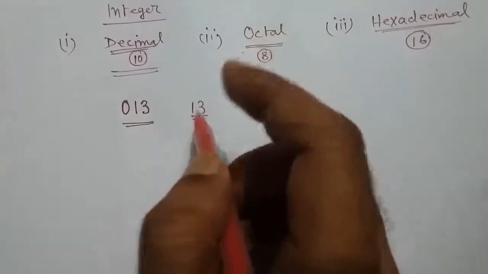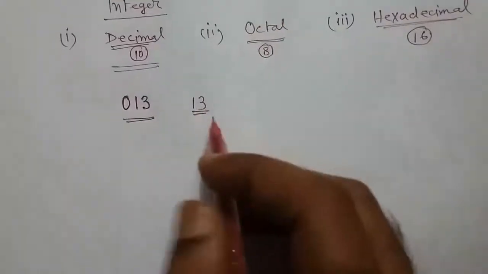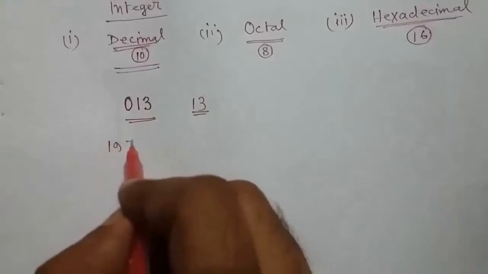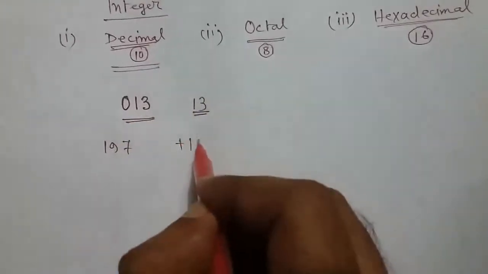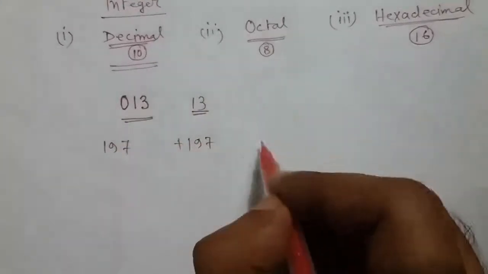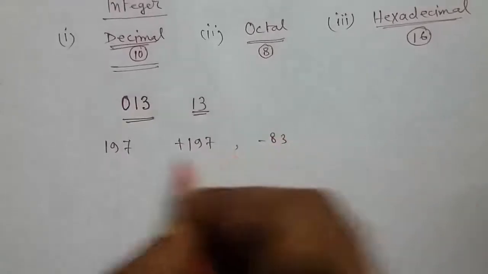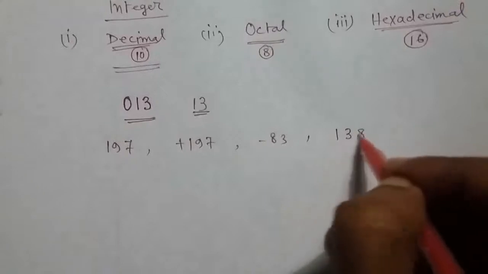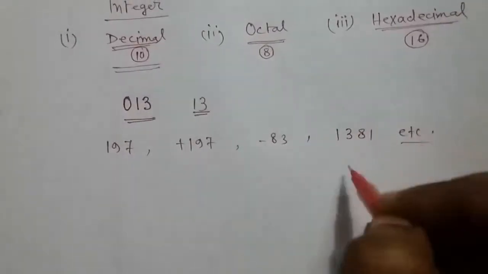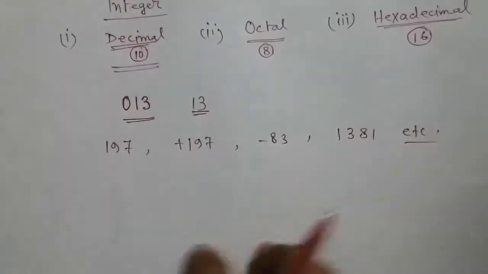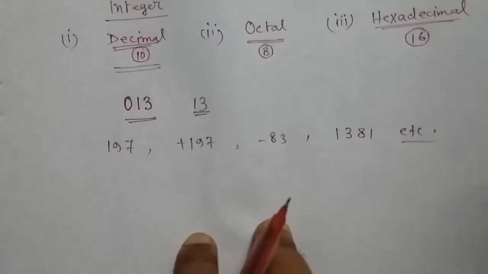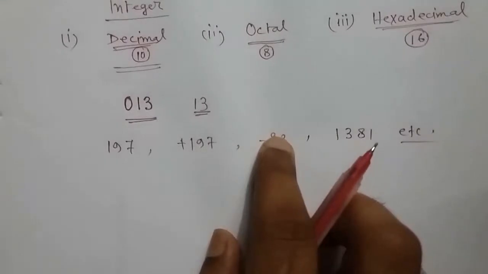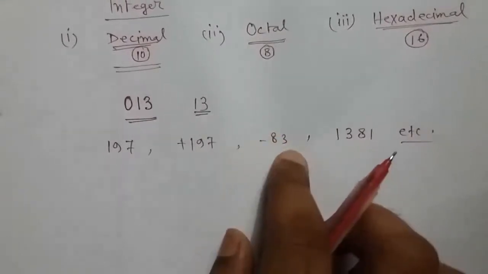Remember this one. Example. Some examples of decimal integer literals: 197. I can also write plus 197, no problem. I can write minus 83. Another example, suppose 1381. So these are the examples of decimal integer literals. So what is the characteristic? A decimal integer literal must not begin with digit 0.